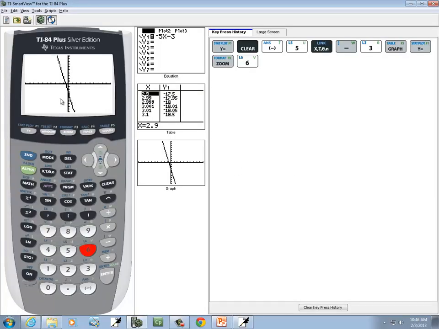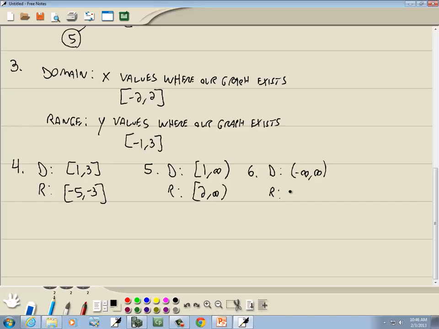Now our range, our y values. Well, this is going down forever, which means it'll go to -infinity in terms of my y-axis. And this is going up forever, which implies it'll go to +infinity on my y-axis. So my range will be -infinity to +infinity.